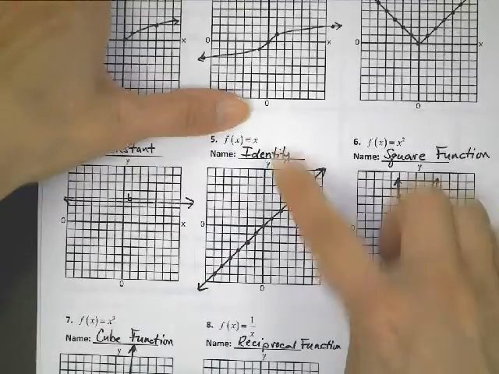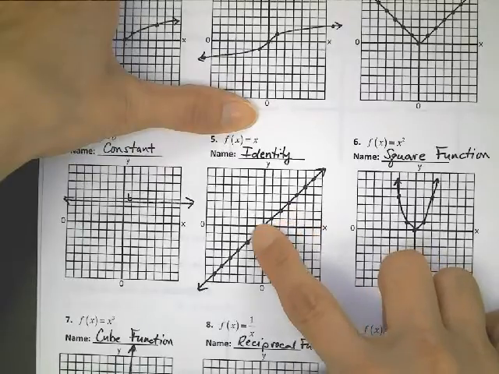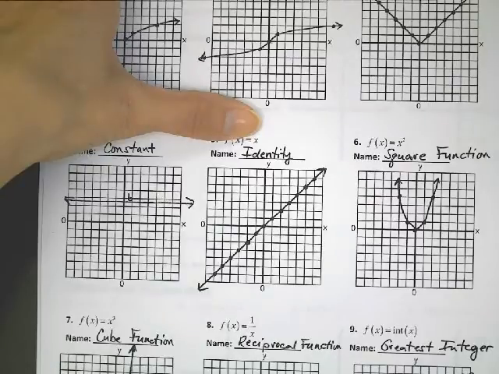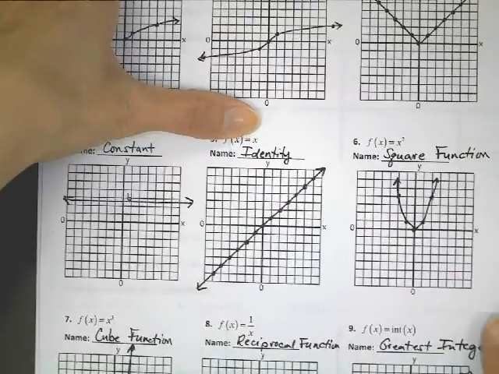The identity function is x. So when you put in 1, you get 1. Put in 2, you get 2. Put in negative 2, you get negative 2. That's the line y equals x. It's called the identity. Whatever number you put in is the exact number you get out.